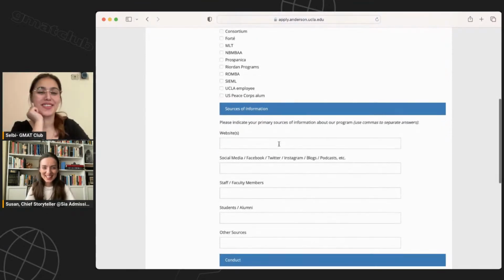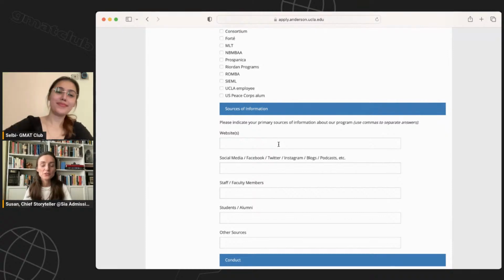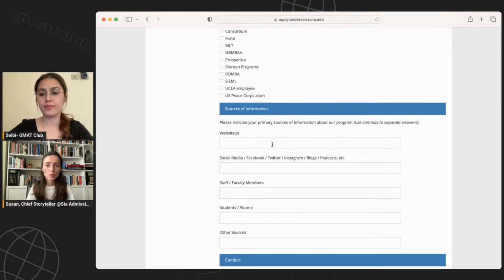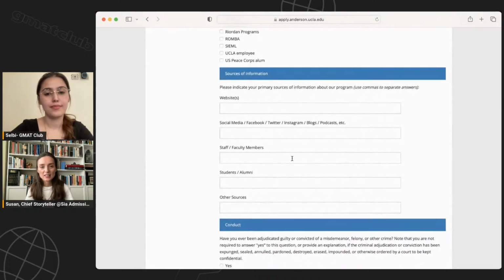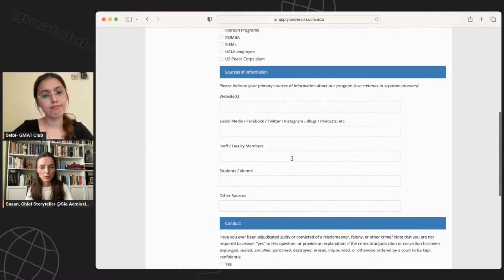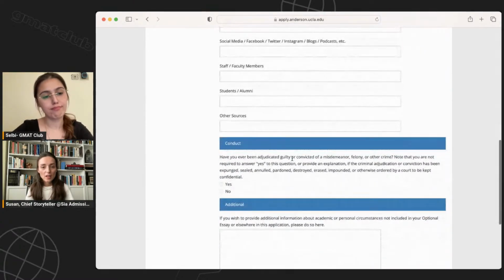No problem. Awesome. Okay, and then they want to know, of course, the sources of information. How did you find out about the school? Do share information here, because one, it demonstrates your interest in the program, but it also helps the school see where they are putting their resources and how prospective students are finding out about the program itself.